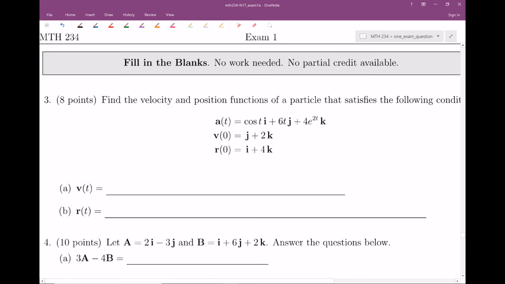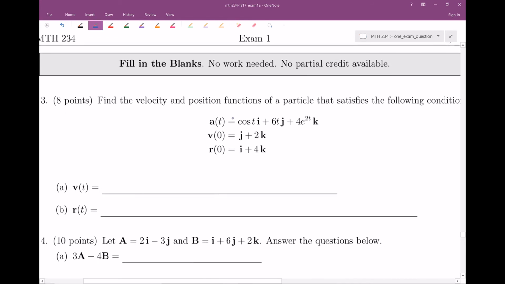So it looks like we're given information about acceleration. We know that the initial velocity is j plus 2k, and we know that the initial position is i plus 4k. And again, our goal is to find velocity and position.